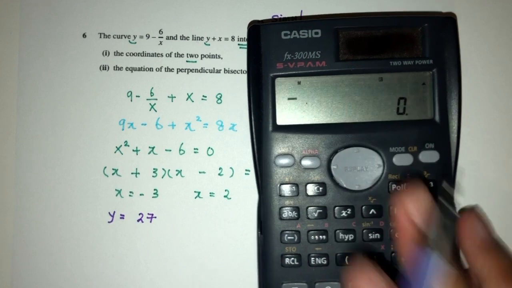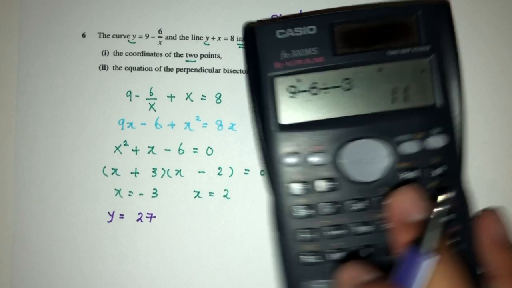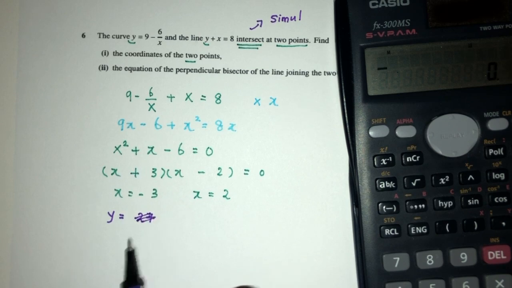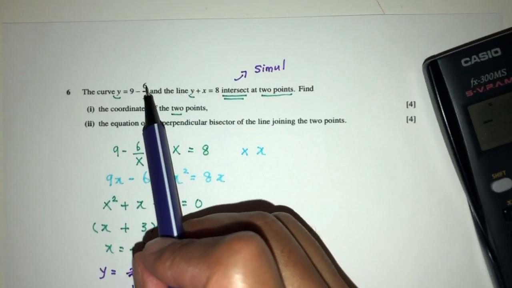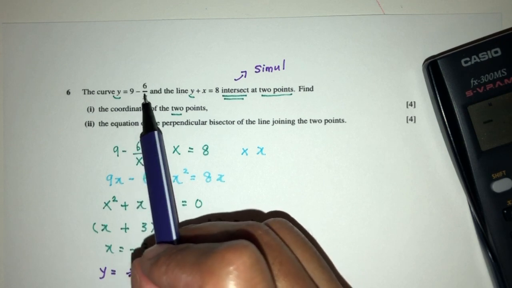Sorry, I think it's a mistake. 9 minus 6 divided by minus 3, that should be 11, not 27. So if you think logically as well, 6 divided by minus 3 should be minus 2. So 9 minus minus 2 will be 11.